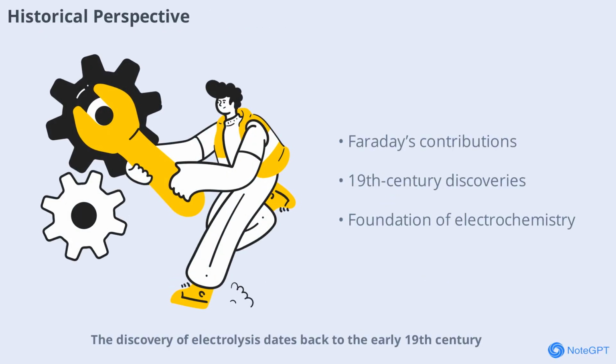The discovery of electrolysis dates back to the early 19th century, with scientists like Michael Faraday making significant contributions. Faraday's experiments laid the foundation for our understanding of electrochemical processes. Learning about the history of electrolysis helps appreciate the scientific progress that has shaped modern chemistry.